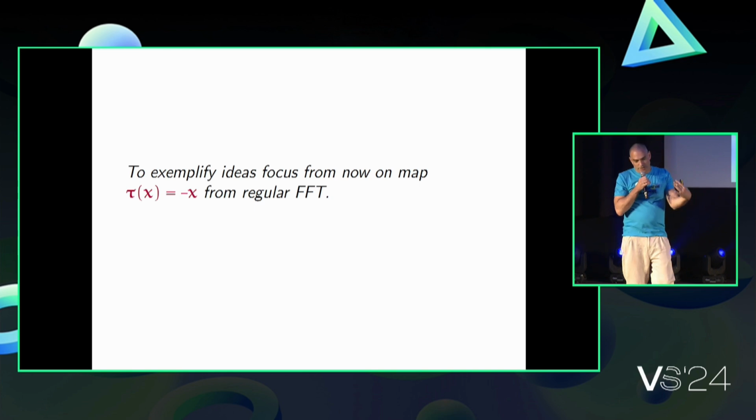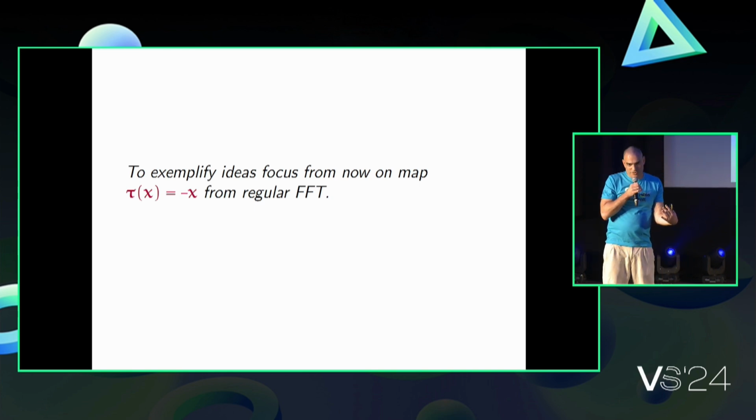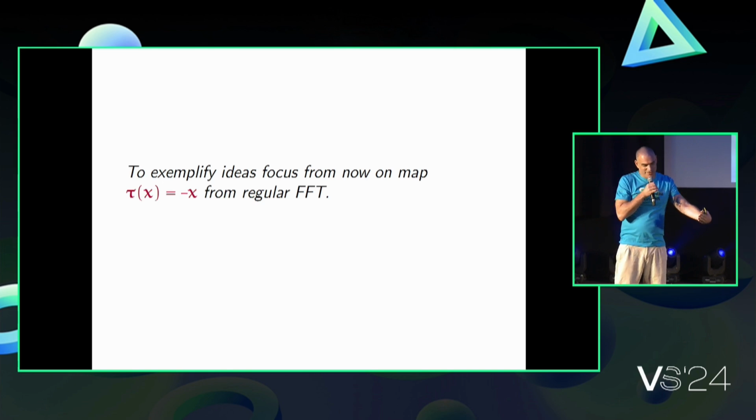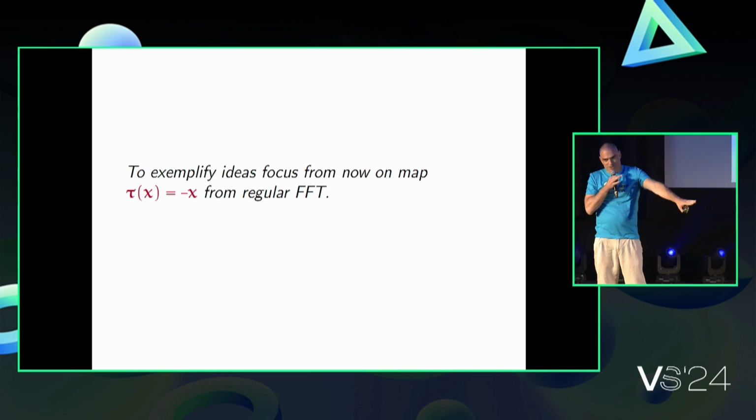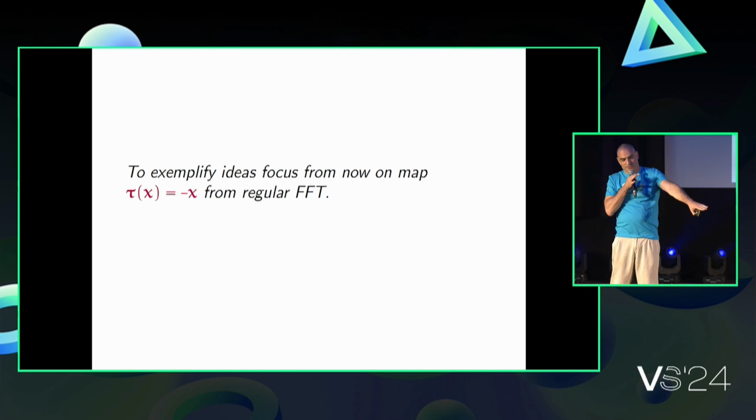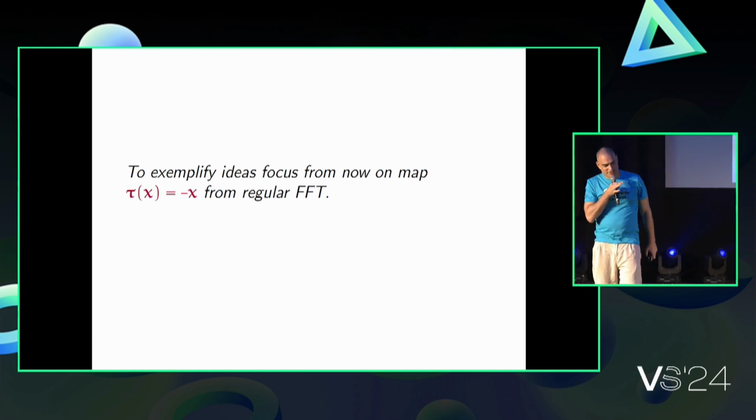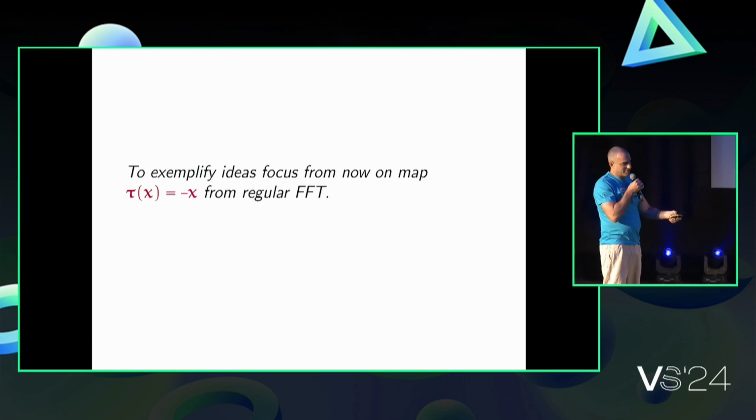Okay, so now we want to use this framework of places to get this FFT to work with this fractional map and not get stuck, to get somehow this 2-to-1 map we need. But to exemplify the ideas more easily, I'm going to work with a tau from the regular FFT. Let's just think of tau of x as minus x.